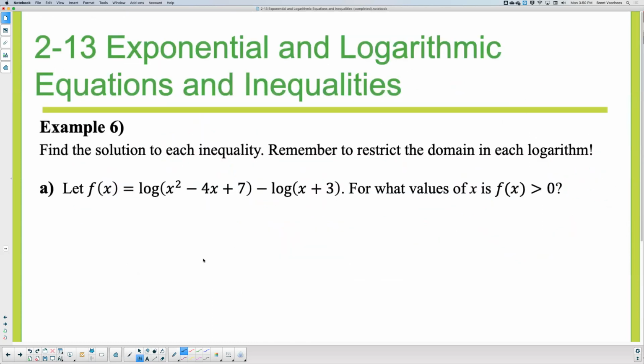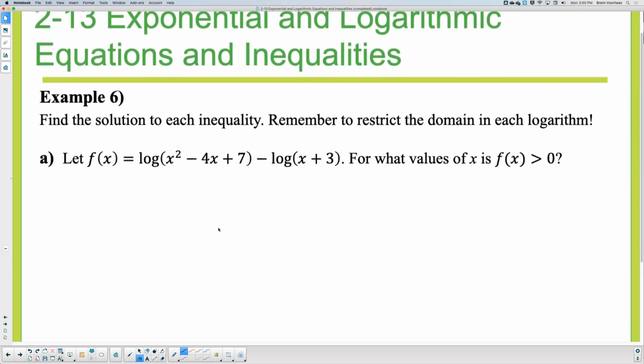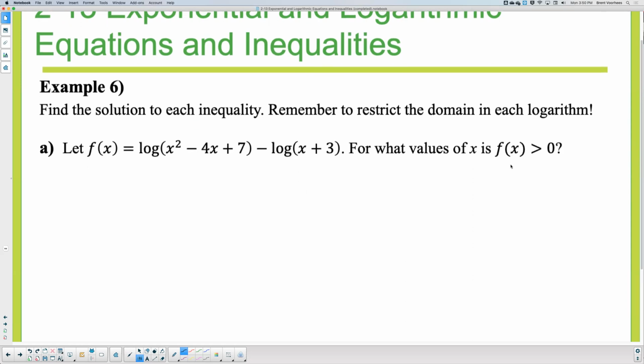All right, our final example, example 6. Find the solution to each inequality. Remember to restrict the domain of each logarithm. So what we're going to do here is we want to know, for the given function f, what values of x make f greater than 0?